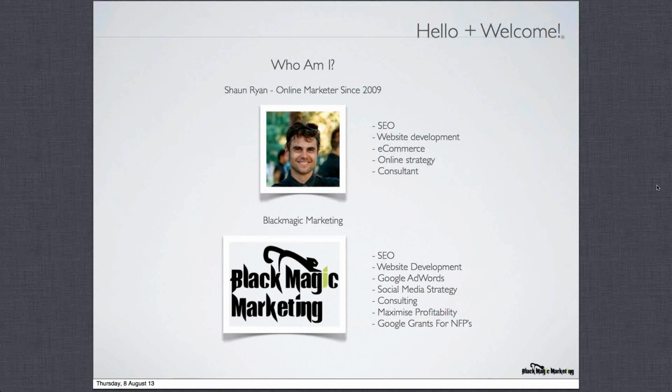Okay, excellent. Good morning, everyone. My name is Shaun Ryan. I'm an online marketer, as you can see by the photo there. That's me as of Easter this year. That's how I look, no changes, except I've lost those sunglasses, which was a pity because they were really nice. My company, Blackmagic Marketing, does search engine optimization, website development, e-commerce, online strategy, and we also consult for all types of businesses across the board.